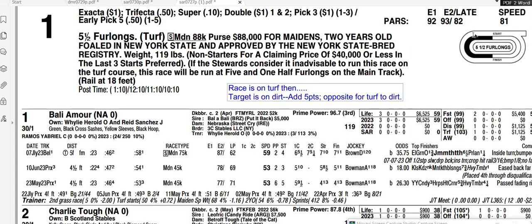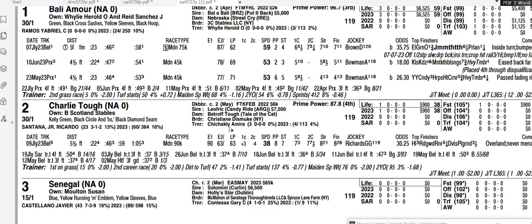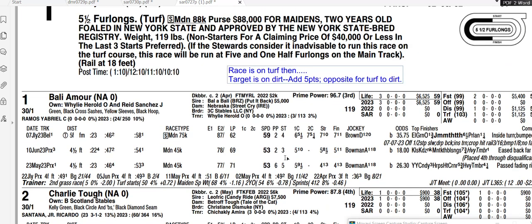If it was the other way around, if this was a dirt race today and I was doing a turf race here, I would do the same exact math, find the target rating, and then subtract 5 from it and use that as my target rating. So if you want to put that down in notes, for those of you that are starting to, or have a general understanding of figuring out target ratings, then you can put that down.